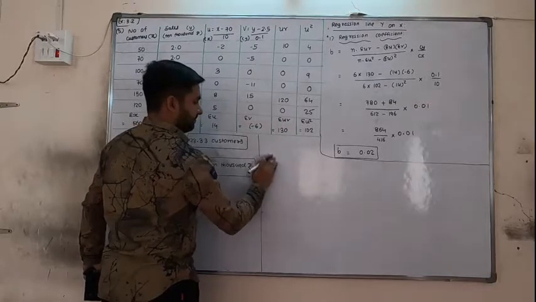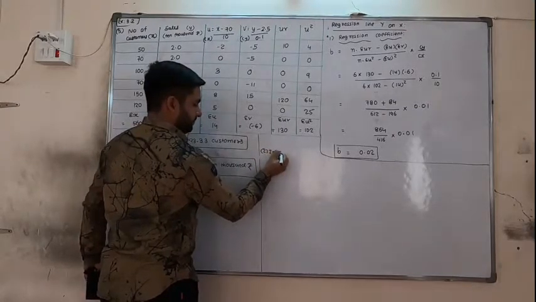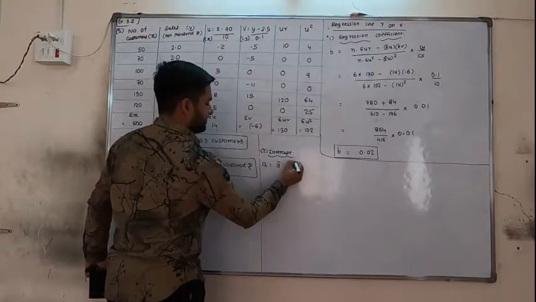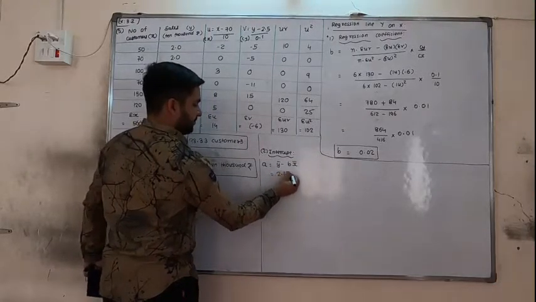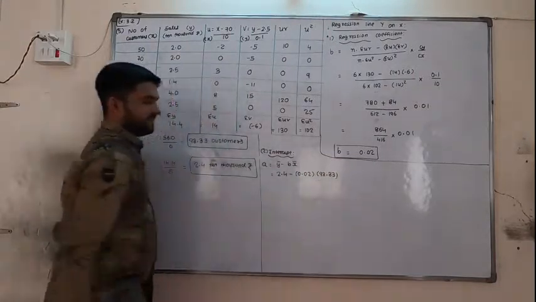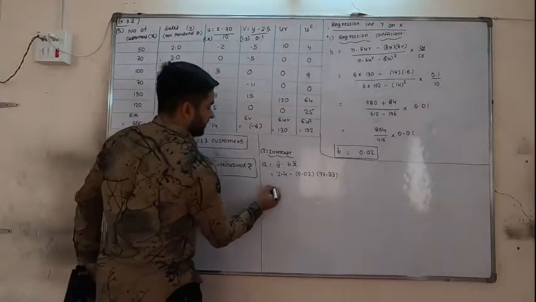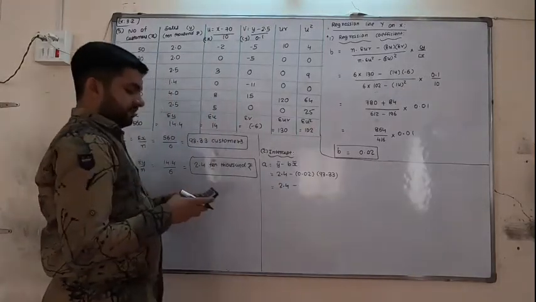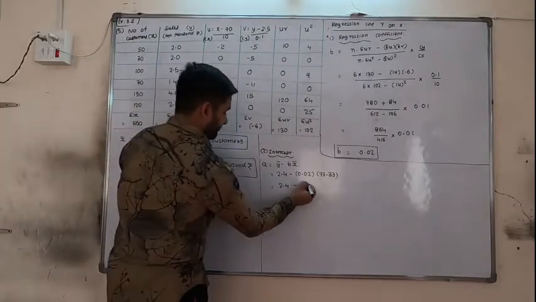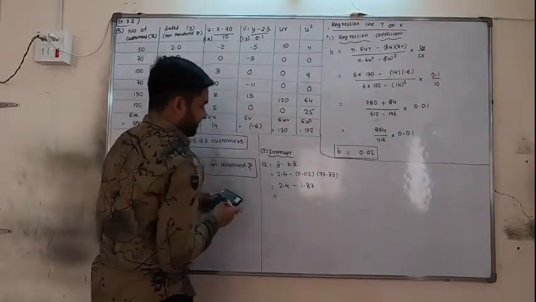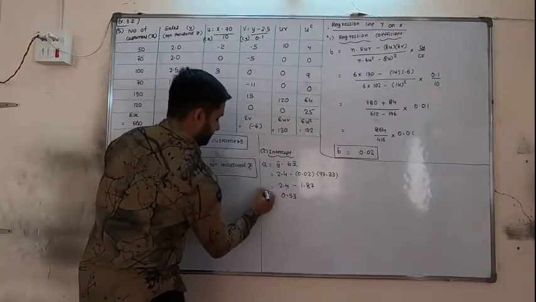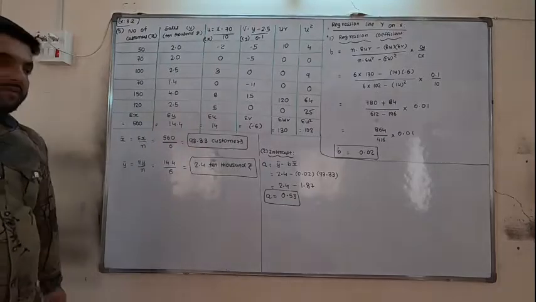Second step. Intercept. A is equal to y bar minus b x bar. Y bar is 2.4, b is 0.02, and x bar is 93.33. So 2.4 minus 0.02 multiplied by 93.33. It's 1.866, so 1.87. So 2.4 minus 1.87 is 0.53. So our A intercept is 0.53.